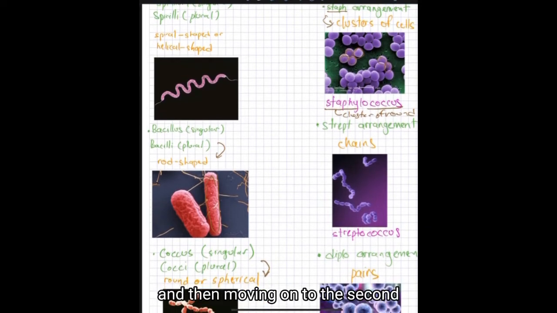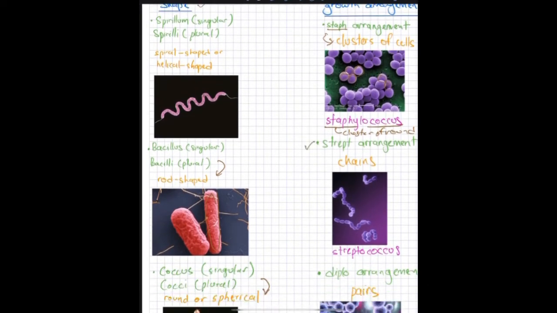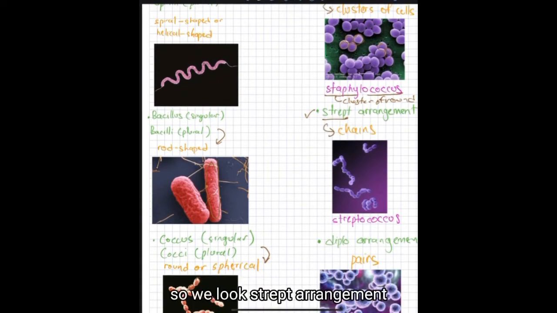And then moving on, the second growth arrangement is the strep arrangement. Strep describes a chain. So we look at the strep arrangement, the chain, and coccus, the round, the chain of round, just like this.